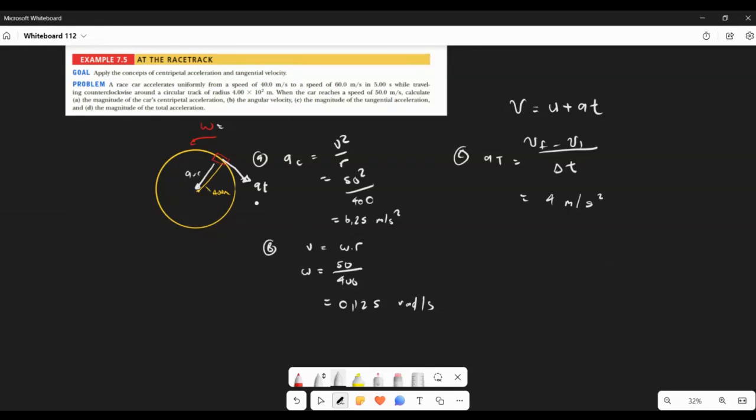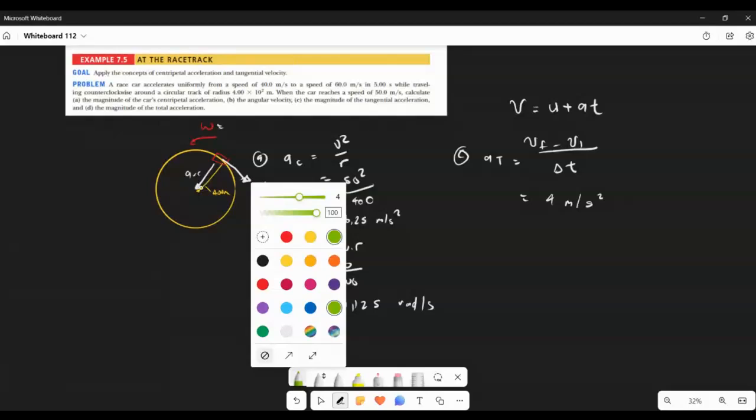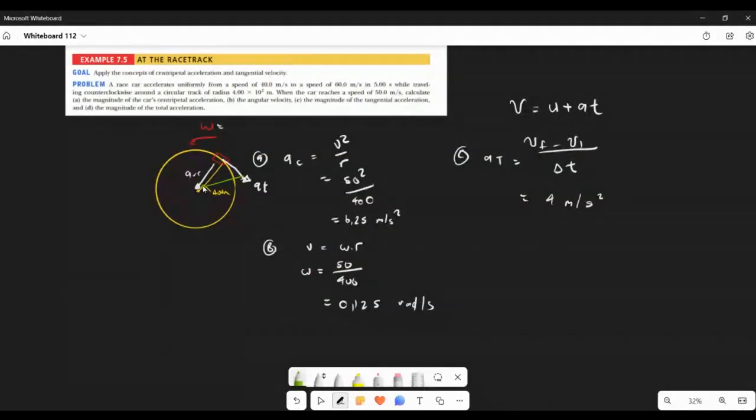So that's a_t. The last part they're asking is to calculate the total acceleration. That's quite simple. What they mean by that is essentially just this vector over here, the total acceleration, a. I'm just going to call it a. You can see it's two different vectors and it's a right angle triangle, and therefore we can simply use Pythagoras. We know it's going to be a_c plus a_t, all squared.